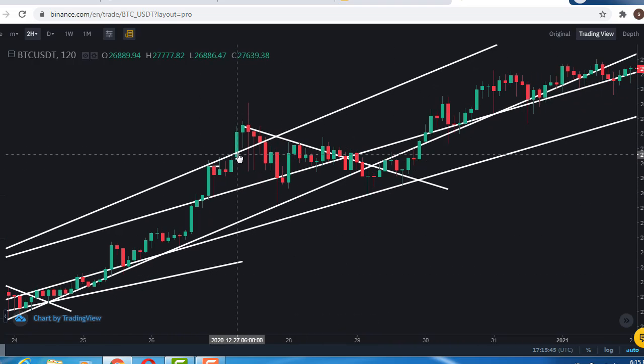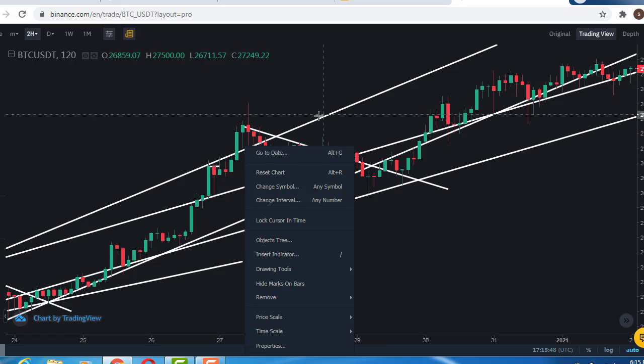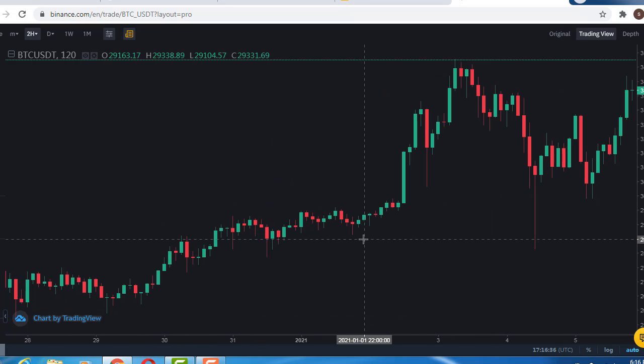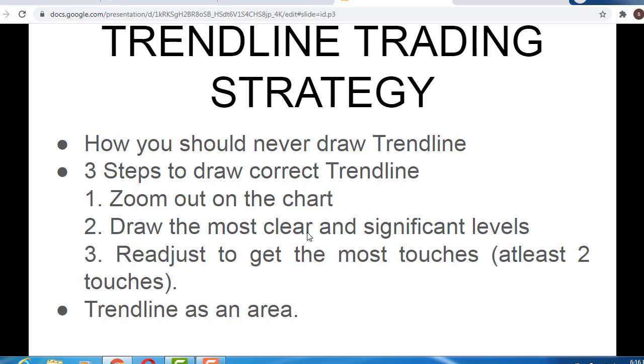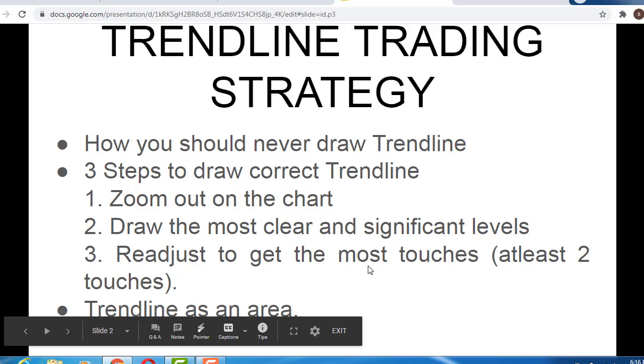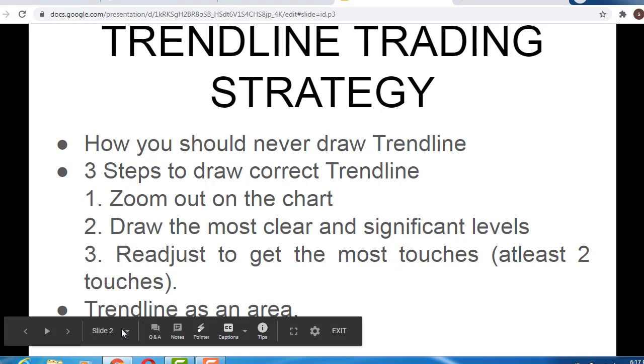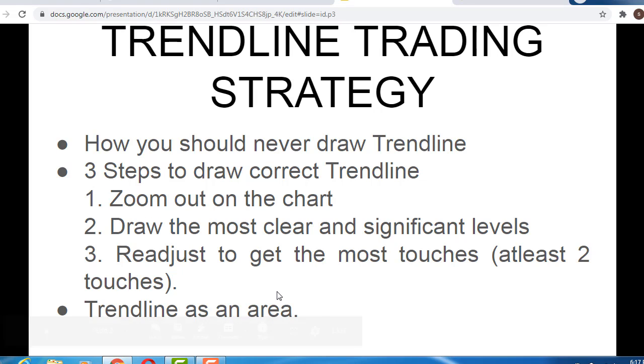So if this is a wrong way to draw trend line, what is the right way then? It's very simple. There are 3 steps you need to do to draw a correct trend line. Number 1, you have to zoom out the charts. Number 2, you draw out the most clear and significant levels. And number 3, readjust to touch the most touches. That is, you have to readjust it so that you get the most touches, at least 2 touches. I'll also show you trend line as an area, that is, trend line as a zone and not a particular spot when you draw them.